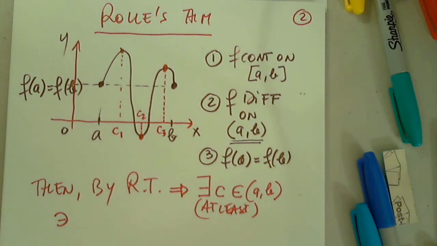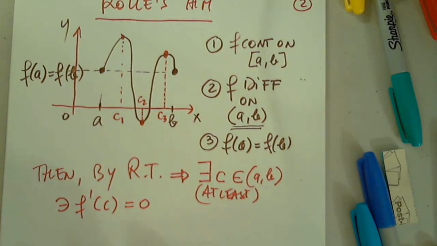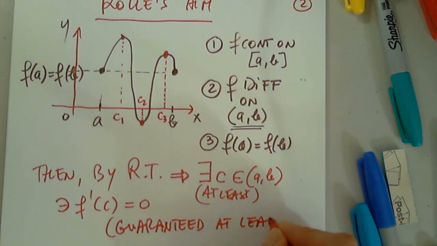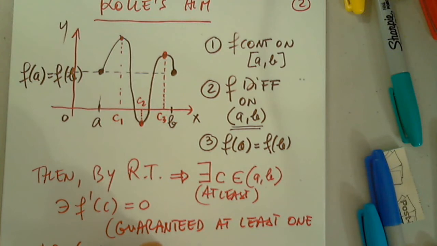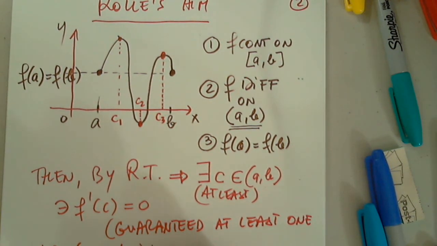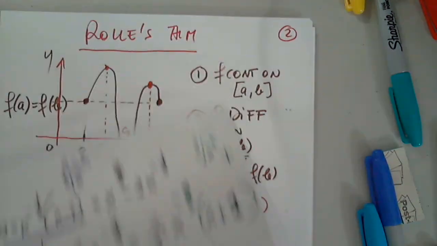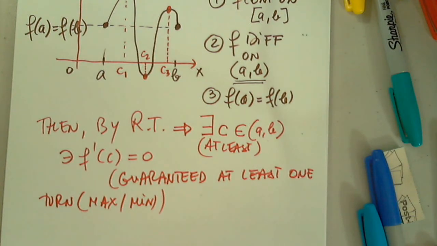Such that what? F prime of C is 0. In other words, it's guaranteed at least one turn. Guaranteed at least one turn. In other words, max min. That's what we mean by a turn. So if all these happen, there must be at least one turn. Guaranteed.